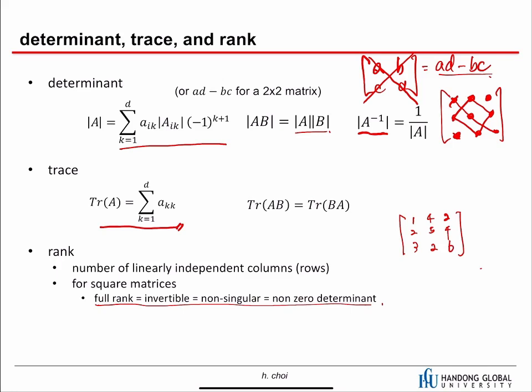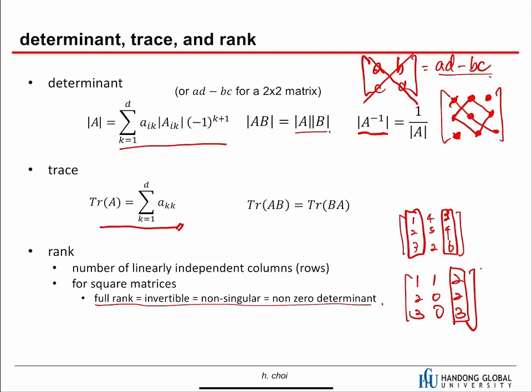The rank of this matrix is not full, because this column vector can be obtained from this one, not simply through multiplication. Let me explain this one. We have 1, 0, 0, and 2, 2, 3. In this case also, the rank of this matrix is 2, because we can get this column vector based on the summation of these two vectors.